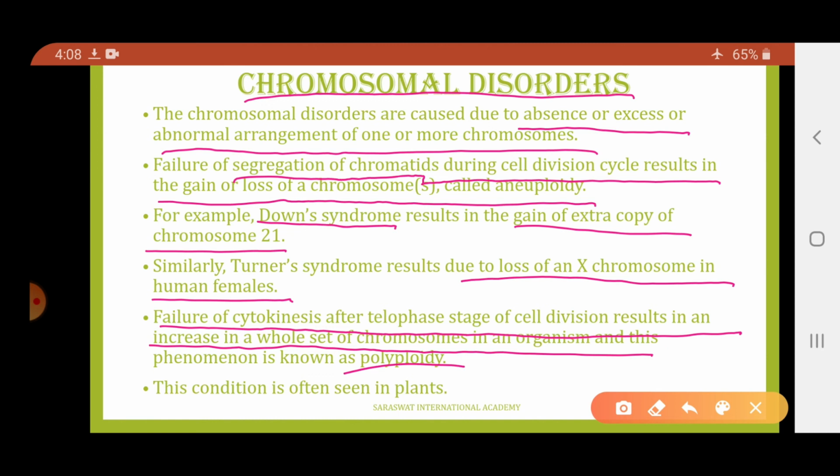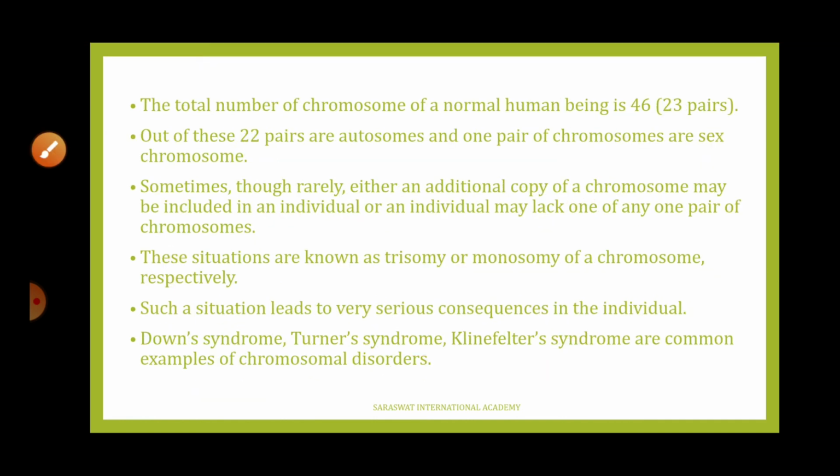ओके चलो, प्रॉपर सेल डिवीजन हो गया, क्रोमोसोम का डिस्ट्रीब्यूशन प्रॉपरली हो गया. ओके एंड में वो क्रोमोसोम्स 2 पोल पे आ जाते हैं, राइट, टीलोफेज पे. बाद में टीलोफेज के एंड के बाद क्या होता है? साइटोकाइनेसिस के, जहाँ पे सेल मेम्ब्रेन का फॉर्मेशन होके 2 सेल्स बन जाते हैं. बट अगर साइटोकाइनेसिस नहीं हुआ तो क्या हो जाएगा कि एक ही सेल में 2 सेट्स ऑफ क्रोमोसोम हो जाएंगे. सो व्हाट इज़ दैट कंडीशन कॉल्ड एज पॉलीप्लॉइडी. And it is often seen in the plants also.